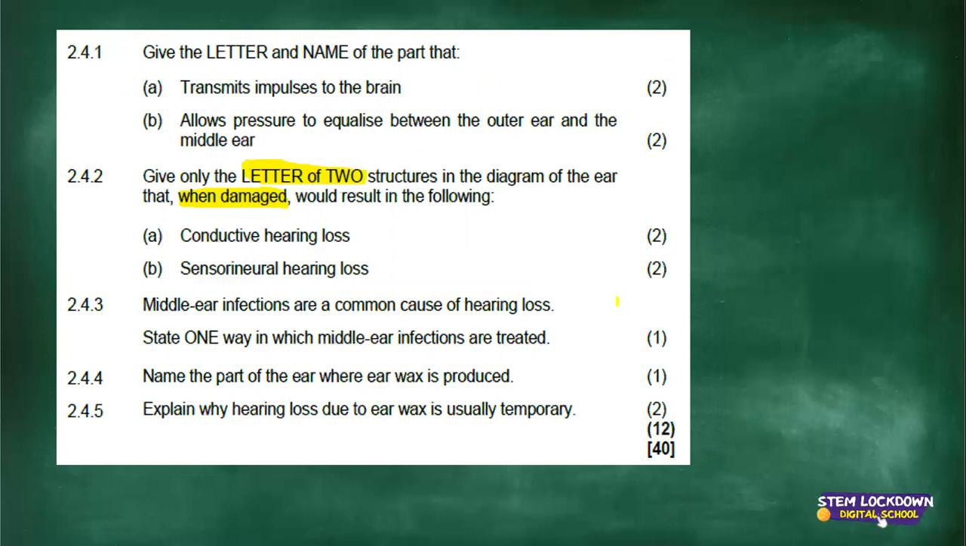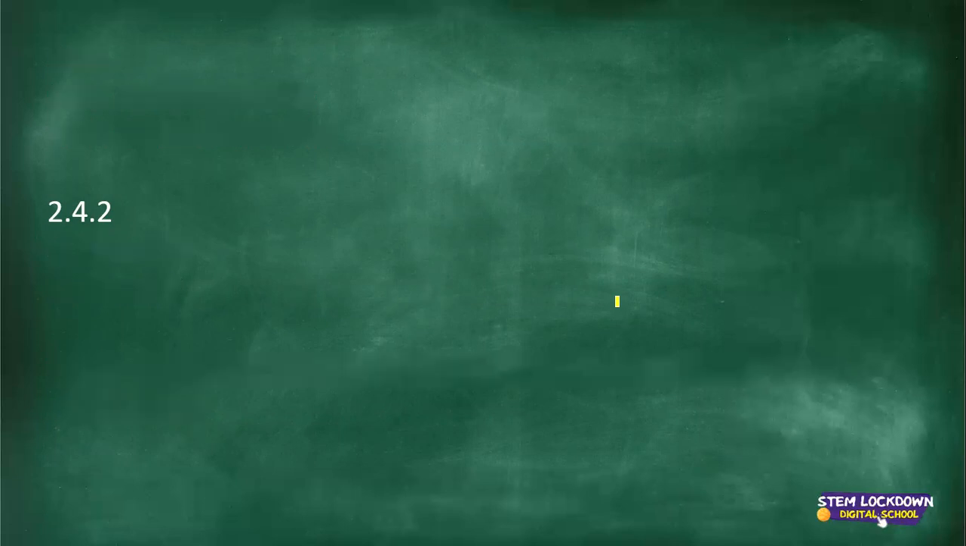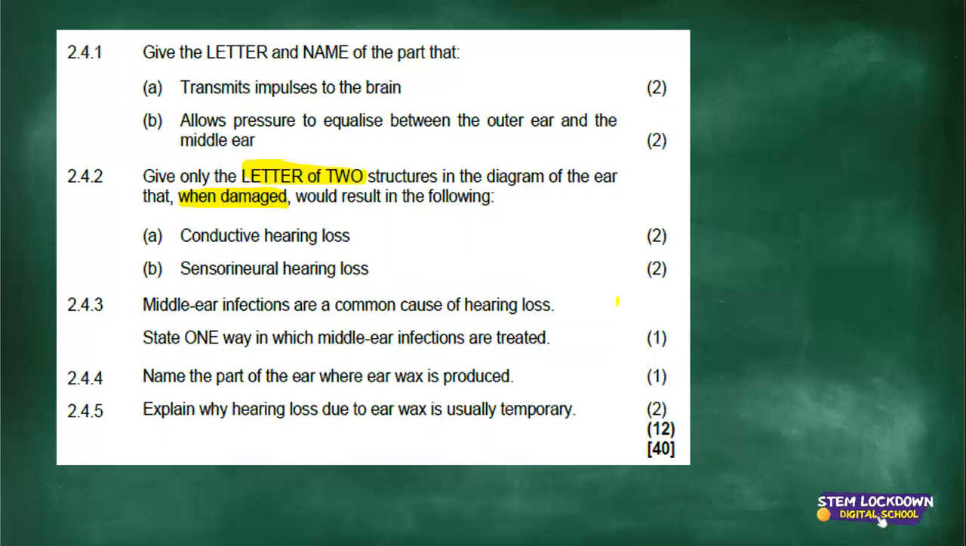And then next question, 2.4.3. Middle ear infections are a common cause of hearing loss. State one way in which middle ear infections are treated. How do people treat middle ear infections? Grommets will be inserted in the tympanic membrane, or antibiotics. So both of these two, depending on how severe it is, you can either insert grommets in the tympanic membrane, or the person can be given antibiotics to treat the infection. Then they'll recover.